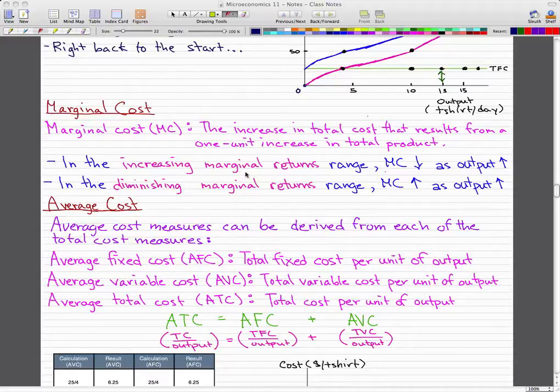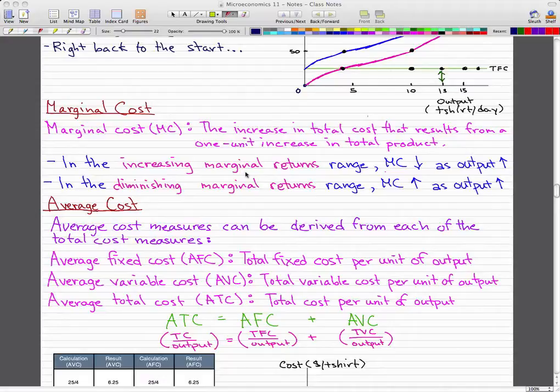Diminishing marginal returns, in contrast, means that as we make more and more product, the cost of making that extra unit, the marginal cost, increases. And that's pretty much the gist of marginal cost. And we'll probably look at some graphs later to further explain how it works. But let's go through average cost first.